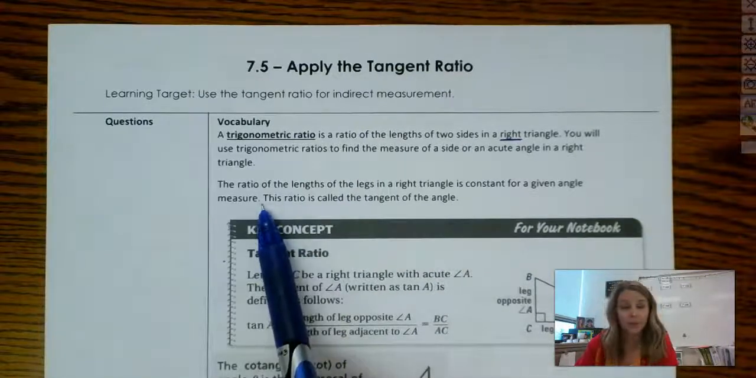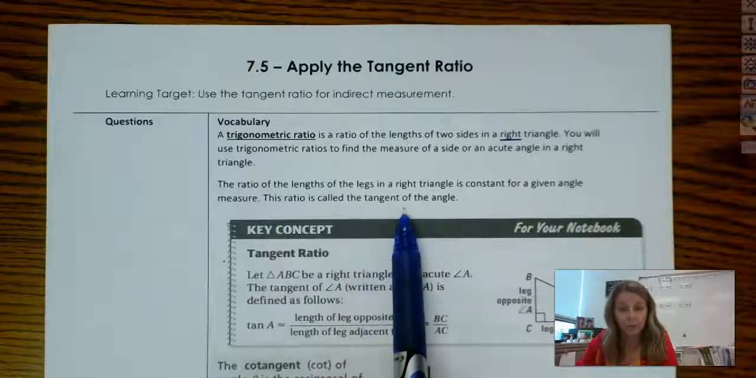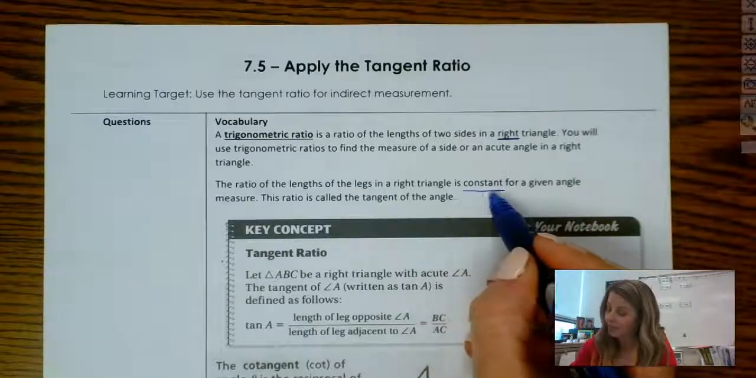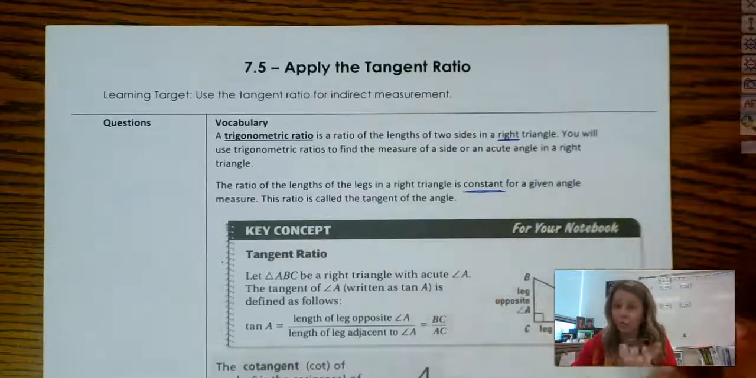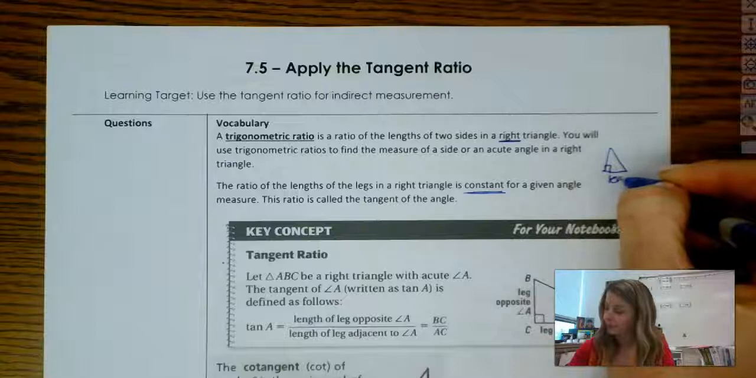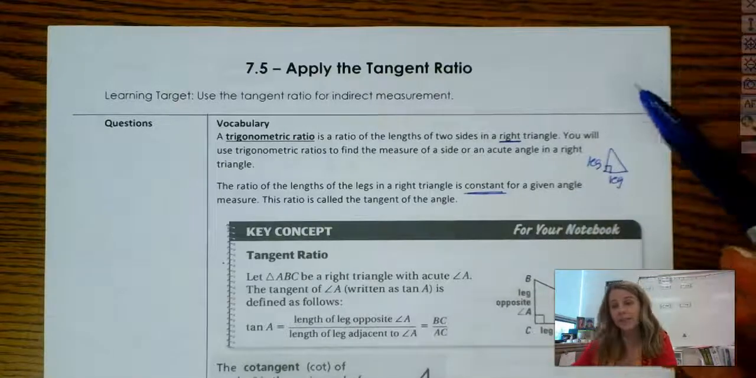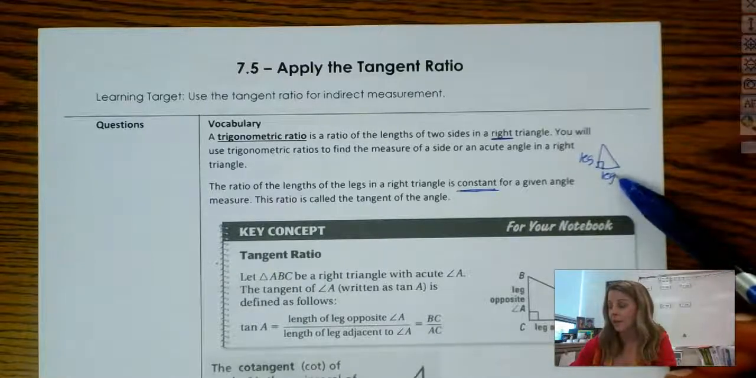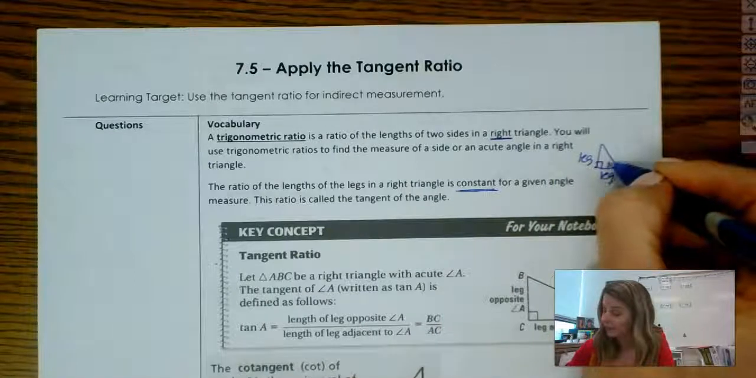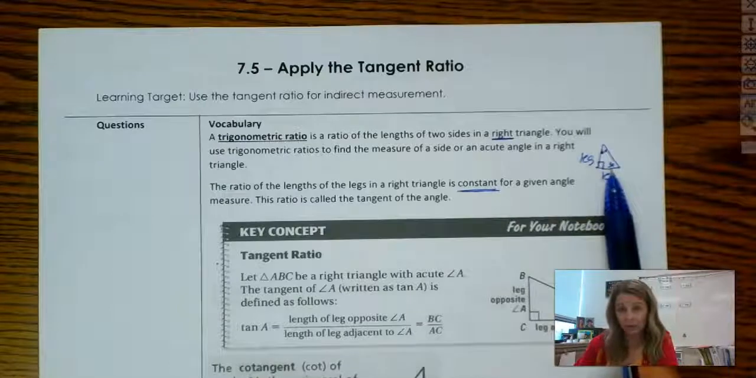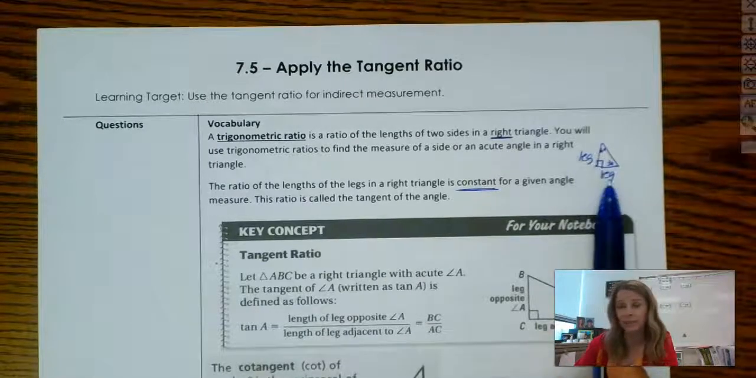The next item says the ratio of the lengths of the legs in a right triangle is constant for a given angle measure. Okay, so that means if we were to take a right triangle, here is a leg and here is a leg. This is saying that if I were to put these two numbers in a ratio, actually one more thing, let's say this is a 30, 60, 90 triangle. In every 30, 60, 90 triangle, small and large, the ratio of the two legs is always going to be the same because they're similar to each other.